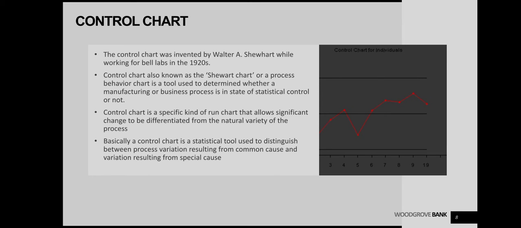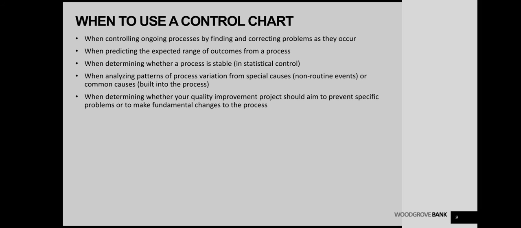Control chart, also known as the Shewhart chart or process behavior chart, is a tool used to determine whether a manufacturing or business process is in a state of statistical control or not. Control chart is a specific kind of run chart that allows significant change to be differentiated from the natural variety of the process. Basically, a control chart is a statistical tool used to distinguish between process variation resulting from common cause and variation resulting from special cause.